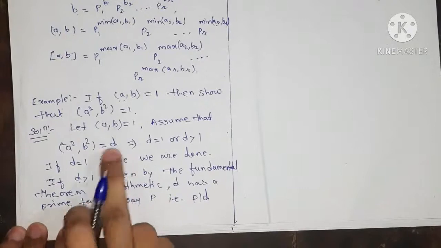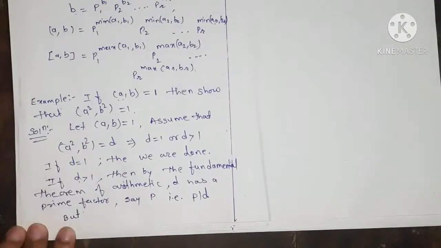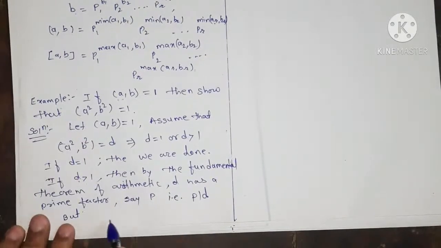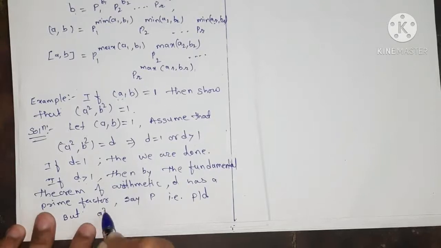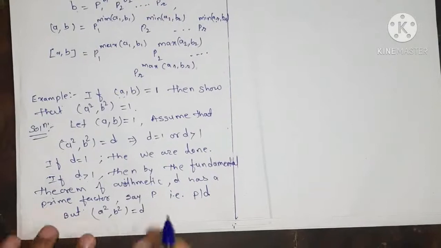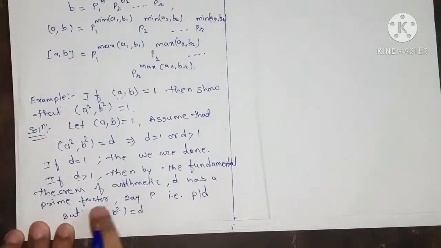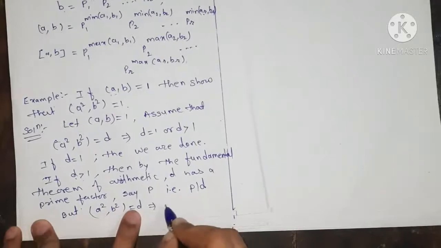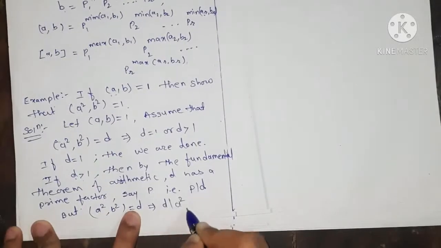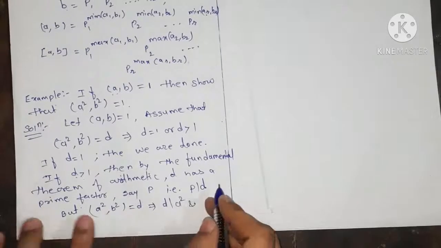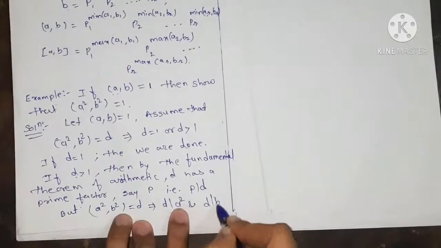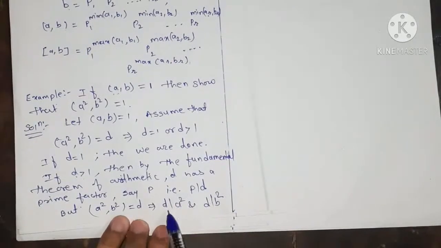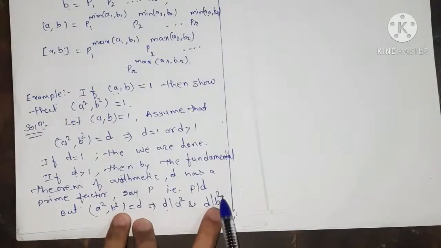But as D is the GCD of A square comma B square, because D is a GCD of this, therefore D divides A square and D divides B square. So D is dividing A square and D is dividing B square.